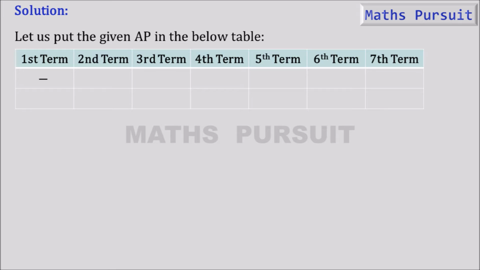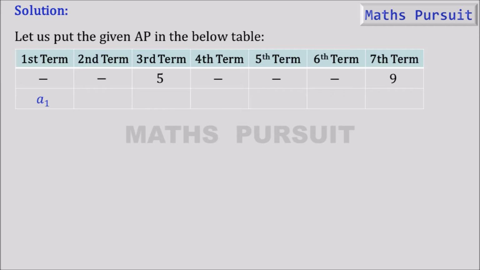Now we don't know the value under first cell, first term, so we are keeping it as blank. Second term we don't know. Third term we know it is 5, so we are putting 5 under third term. Fourth term we don't know. Fifth term we don't know. Sixth term we don't know, so we are keeping all these as blank. And seventh term we know it is 9.